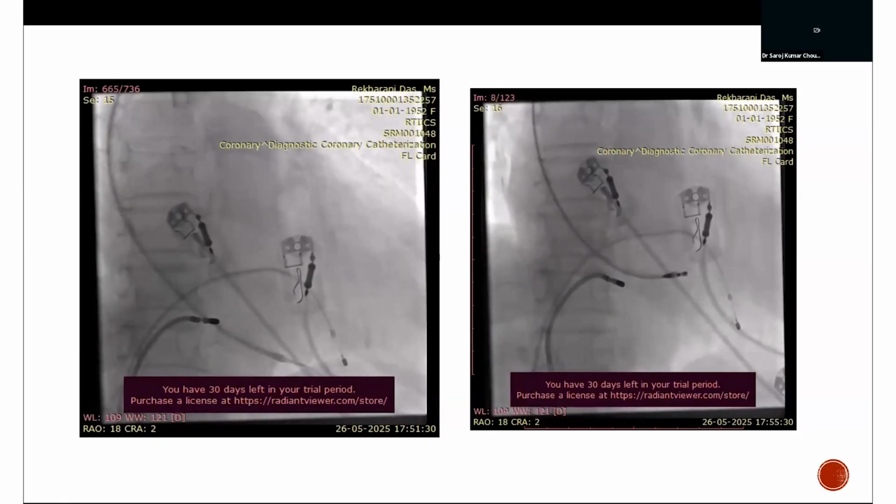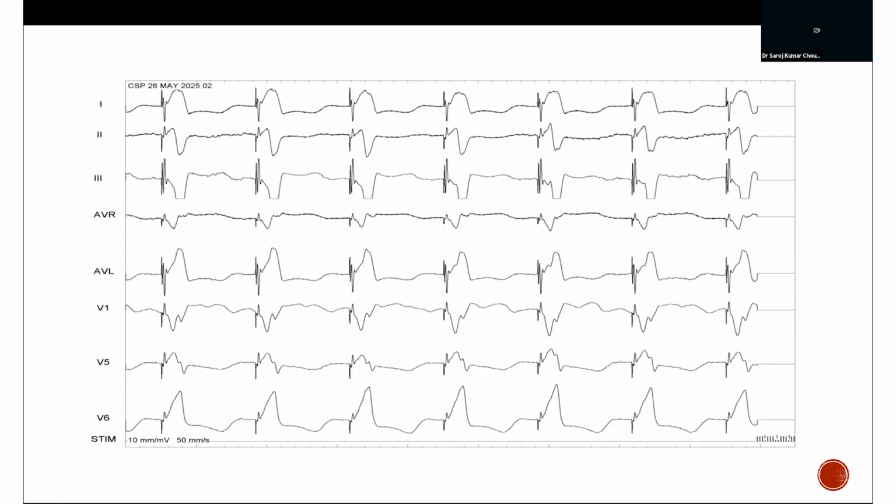Now a unipolar pace map is done, and the unipolar pace map shows V1 with a W pattern, leads AVL and AVR discordance, and leads 2 and 3 show negative QRS, most probably due to left posterior fascicular capture.